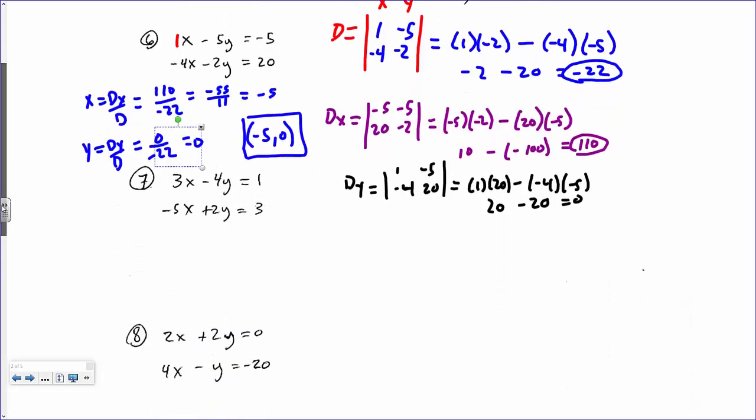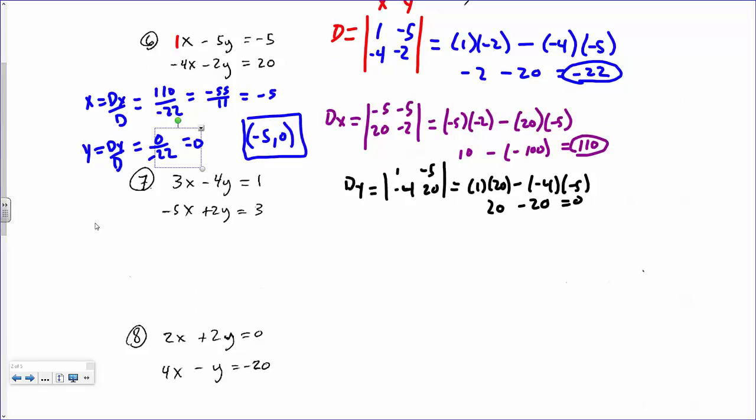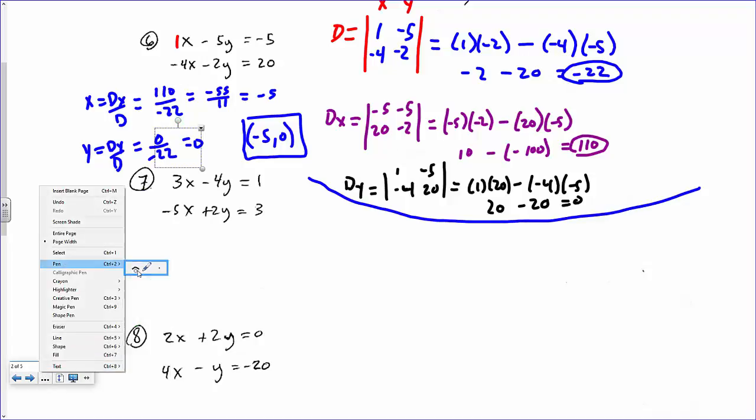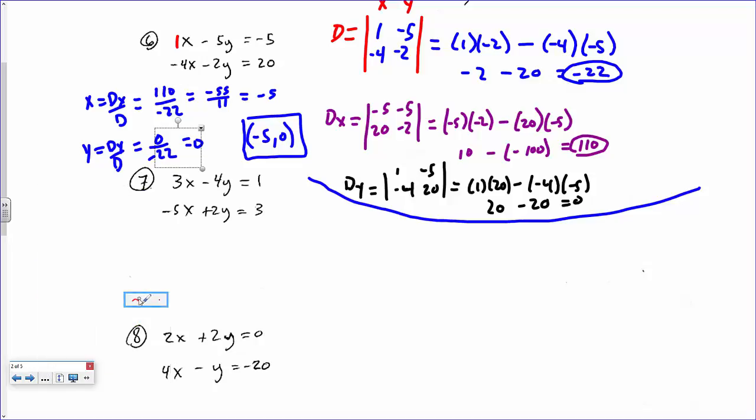Cramer's rule. All right, let's jump down to number 7. And we'll do the same process here. So see if I can get some separation here. We'll try to do number 7. Try not to use so much space, I guess. Let's do this in a different color. Let's do it in red. All right, so we're going to do D again. Find that coefficient determinant matrix.